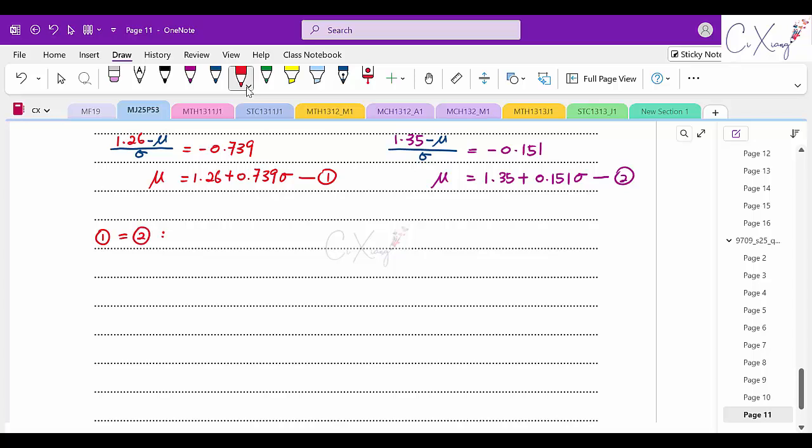So I set equation 1 equal to equation 2. Then what I get here is I'm having this 1.26 is equal to 1.35.